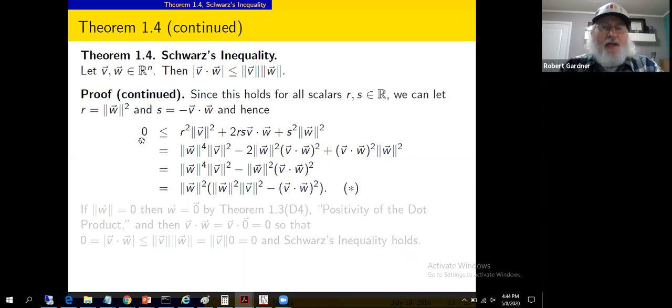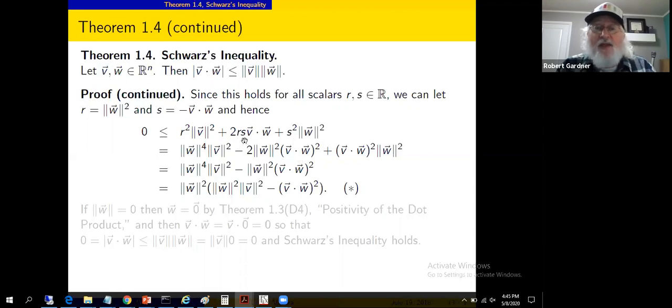Okay, we left off on the last slide with 0 is less than or equal to this particular sum. I shouldn't call it a linear combination. These aren't vectors, but quantities based on vectors. All right, and let's substitute in r equals norm of w squared. So r squared would be the norm of w to the 4th power. s we took to be the negative of v dot w. Okay, so we've got a 2. Here's that r, norm of w squared thing again. s would be negative v dot w.